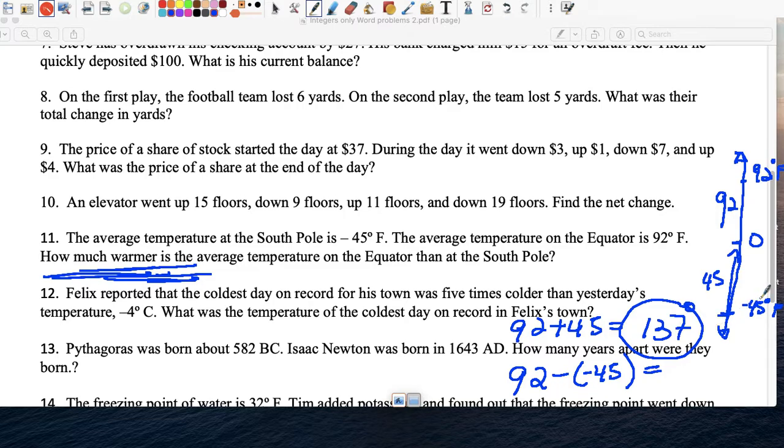So again, let me change that to an elevator problem. You are negative 45 floors below ground level. And I'm 92 floors above ground level. How much taller is my floor than yours? I mean, how much higher is my current floor than yours? I'm 137 floors above you.